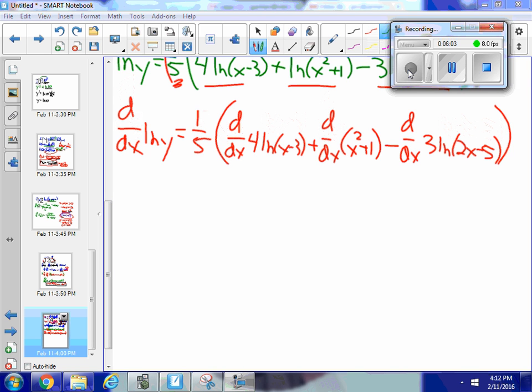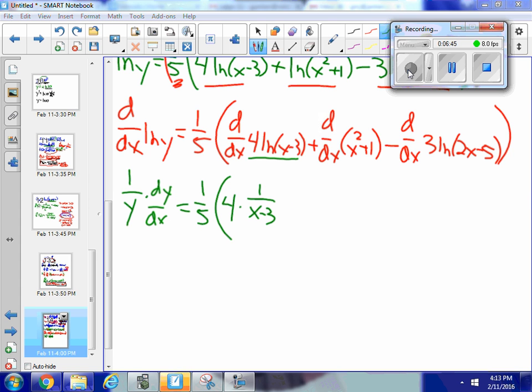So the derivative of my left-hand side: I have a logarithm of y, and I know that the derivative of a natural logarithm is 1 over the argument, which is y. And since it's y, I have to use the chain rule and call this dy/dx. And that equals 1/5 times the derivative of this. The 4 gets pulled through the derivative. So that's 4, and the derivative of the natural logarithm of x − 3 is simply 1 over x − 3.